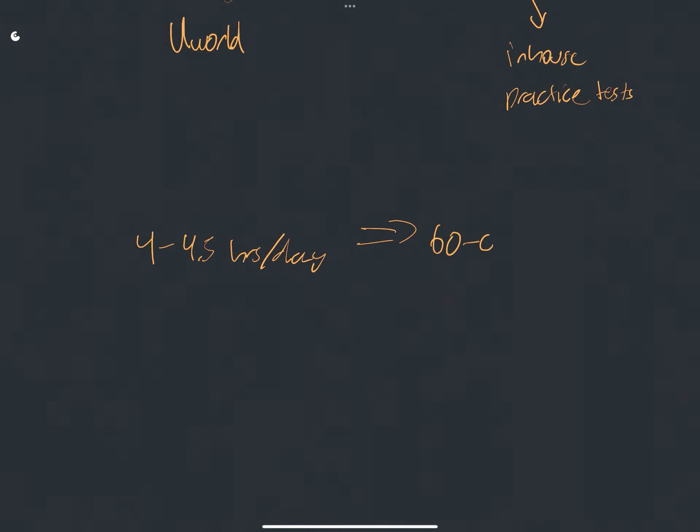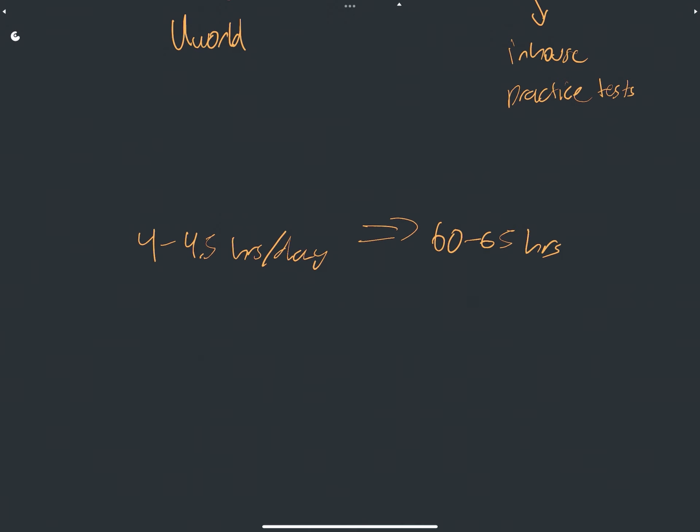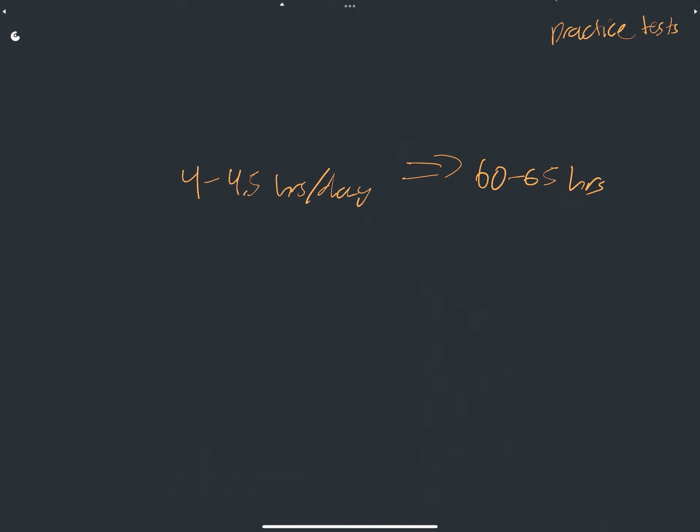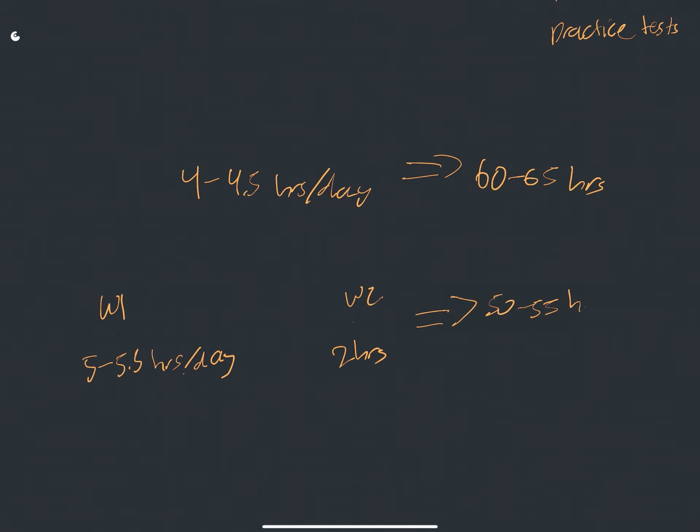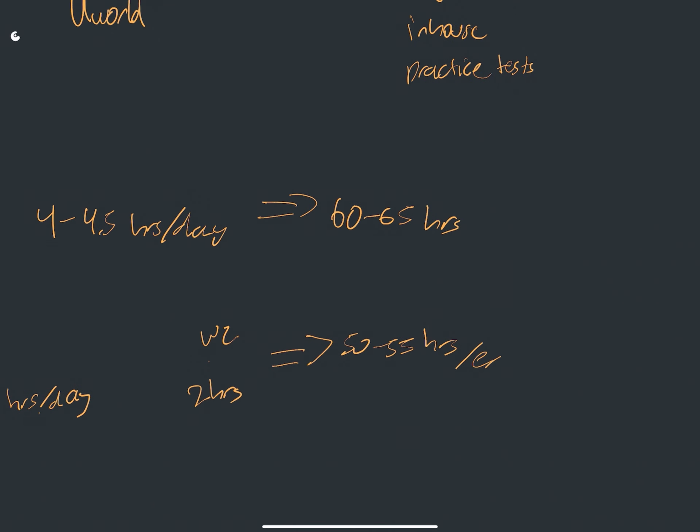Now, with this new method, I actually spend more time initially learning the concept. So on week 1, it's 5 to 5.5 hours a day. But then on week 2, it actually drops all the way down to 2 hours for review. And so this actually averages out to 50, 55 hours per exam, which is a really nice time save, especially when I'm already trying to get extracurriculars and research and all these other things.